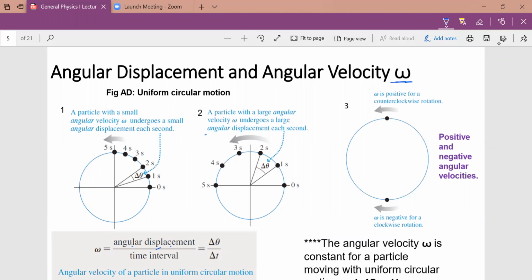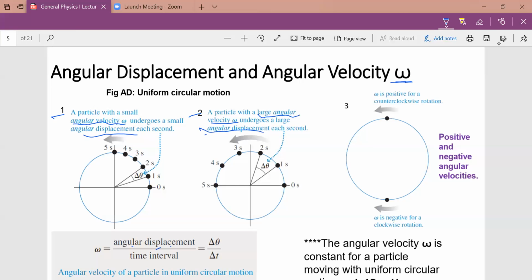So let's look at particles 1 and 2. We see that particle 1, a particle with a small angular velocity omega, undergoes a small displacement as well. We see particle 1 undergoing a displacement of a quarter of this circle in 5 seconds. But in comparison, particle 2 has a large angular velocity and it undergoes a large displacement.